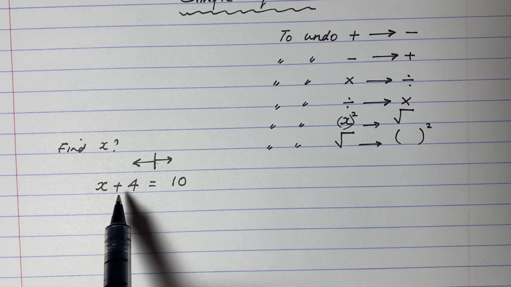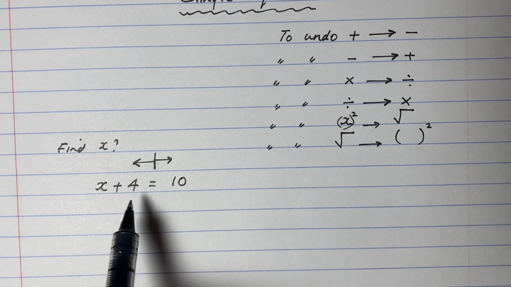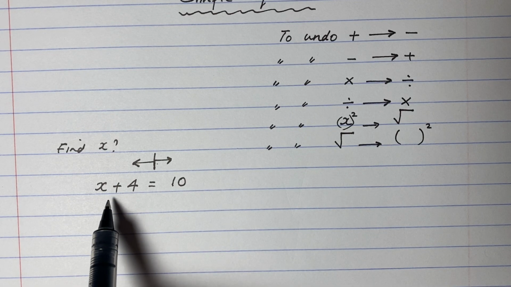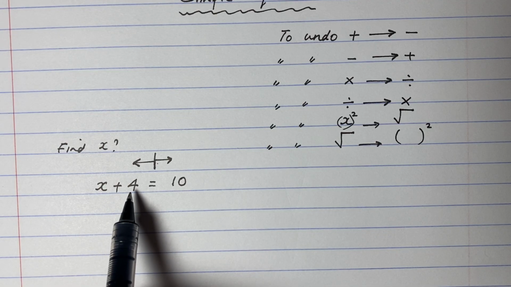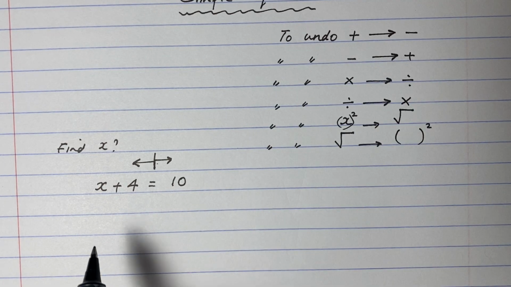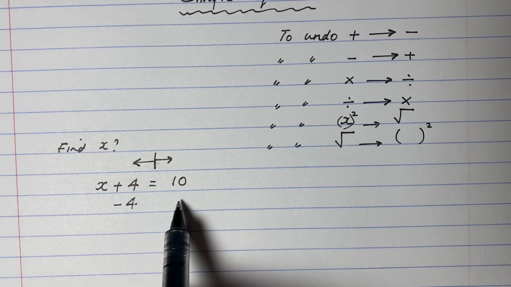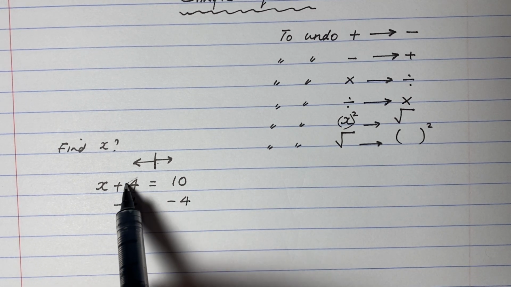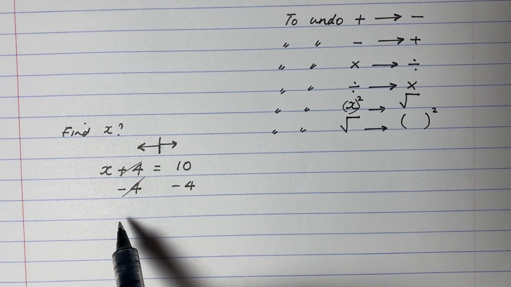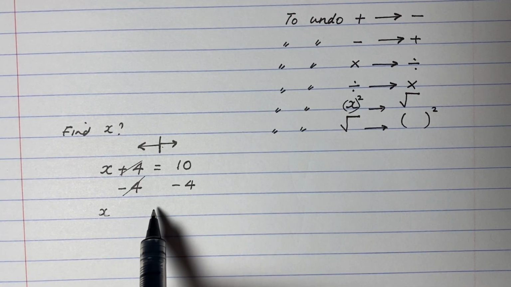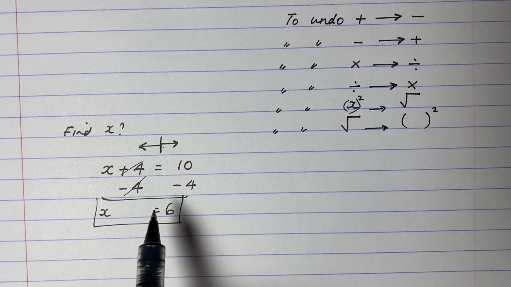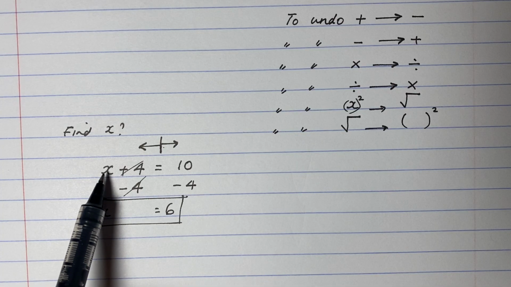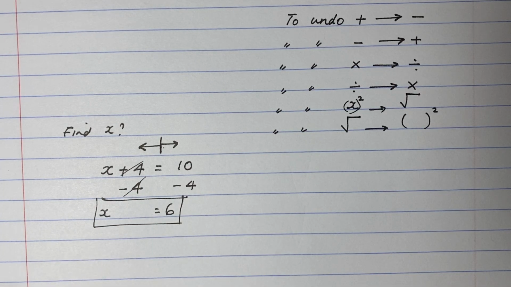It means what value of x plus 4 makes 10? Well, everybody knows 6 plus 4 makes 10. To show our operations, we need to get rid of plus 4 or positive 4 here, x being added to 4. To undo add, we take away. We take away 4 from both sides. Obviously, plus 4, take away 4, nothing. So x equals 10 take away 4, which is 6. So that is your answer. And when you put it back into the original equation, you can see 6 plus 4 is 10.